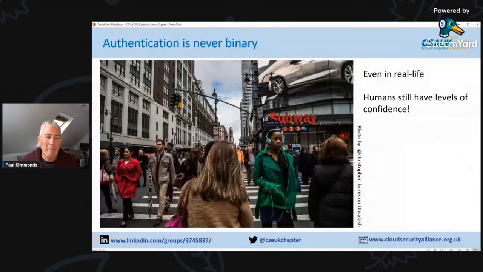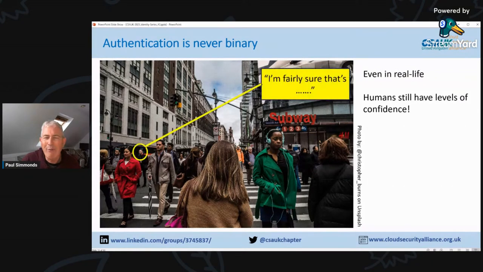And the thing you need to remember in all of this is that we tend to do binary authentication on the internet. Passes user authentication, username and password matches, binary one. But actually, in real life, authentication is never binary. So humans still have some level of confidence. So here's a crowd scene in New York. And I spot someone in the distance and I'm going, I'm fairly sure that's Fred.